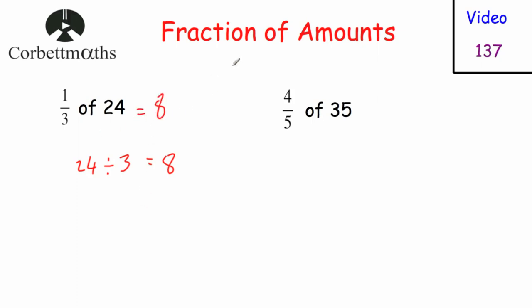So to find a fraction of an amount, you just divide by the denominator and multiply by the numerator. If the numerator is 1, you could just divide by the denominator. Okay, let's have a look at our next question. We've been asked to work out 4/5 of 35. So again, we're going to take our 35 and divide by the denominator. So we're going to do 35 divided by 5, and 35 divided by 5 is 7, because 5 times 7 is 35. Now we're going to take that 7 and multiply by the numerator. 7 multiplied by 4, and 7 times 4 is equal to 28. So 4/5 of 35 is equal to 28.